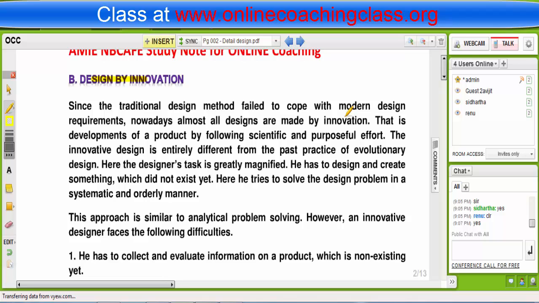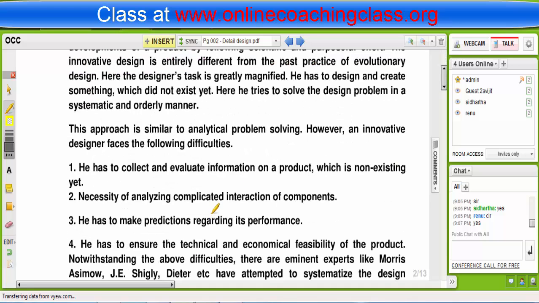The innovative design is entirely different from the past practice of evolutionary design. Here the designer's task is greatly magnified. He has to design and create something which did not exist yet. Here he tries to solve the design problem in a systematic and orderly manner. This approach is similar to analytical problem solving. However, an innovative designer faces the following difficulties.